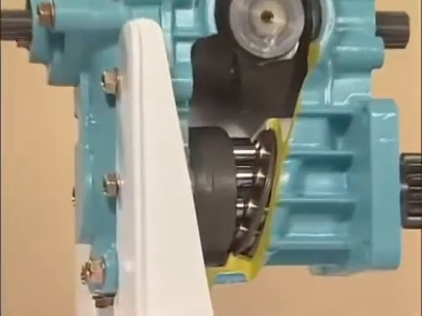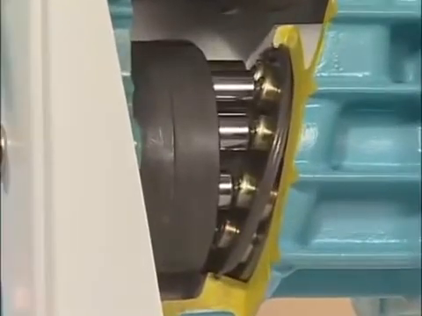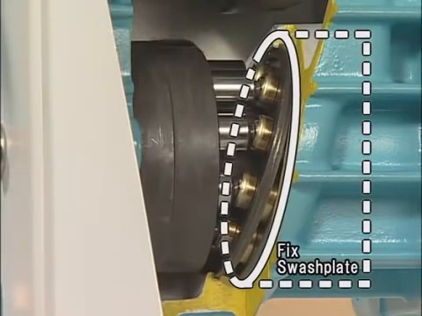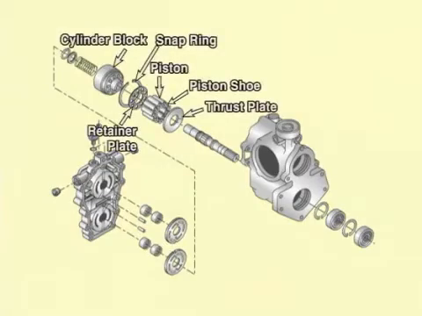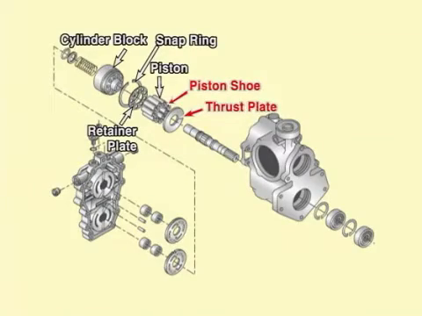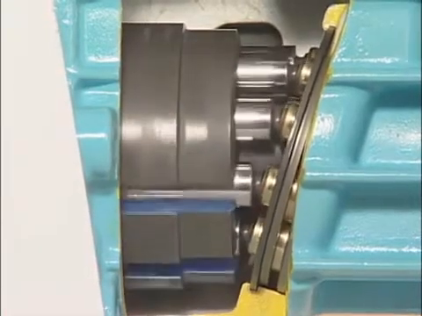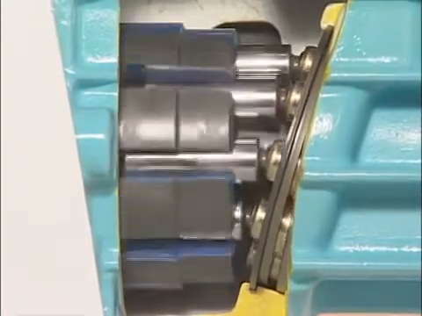Next, let's look at the structure of the motor. First, as you can see, a fixed inclined plate with a unique shape is installed on the motor side inside the HST housing. It is called a fixed swash plate. On this fixed swash plate, there is a thrust plate. The piston shoes freely move and slide on the thrust plate. Let's see how the motor mechanism works.